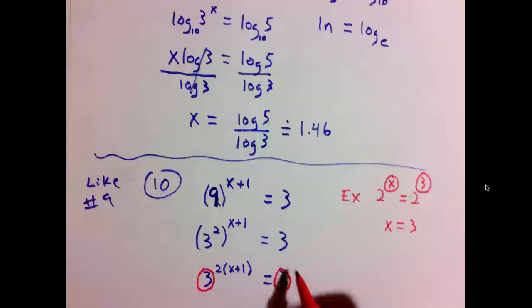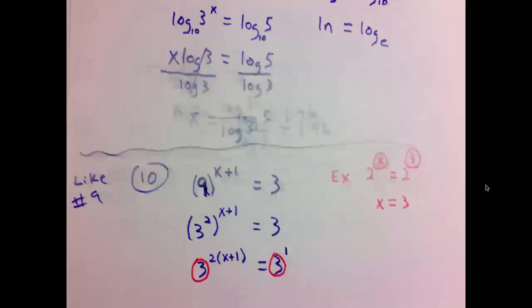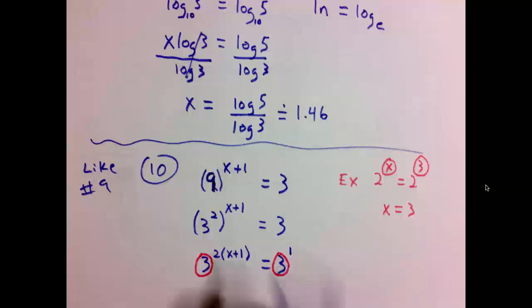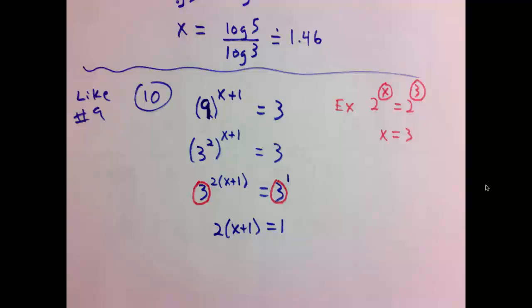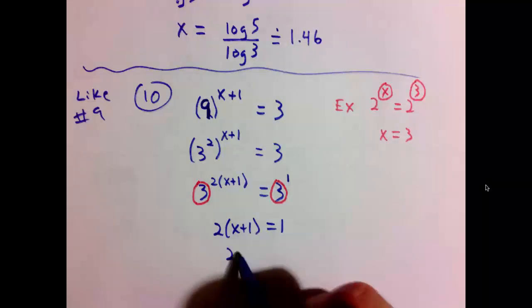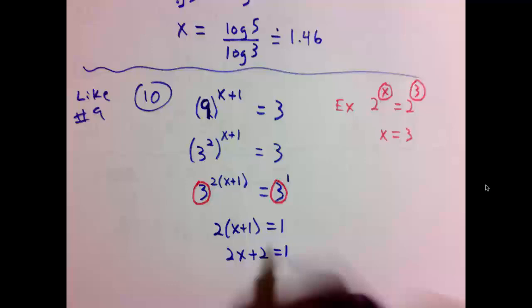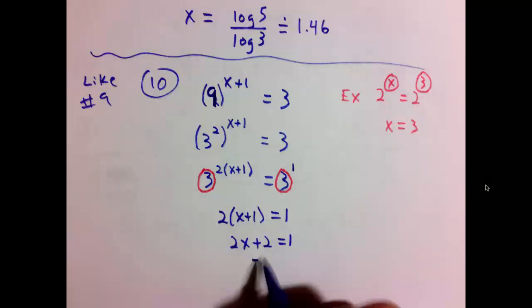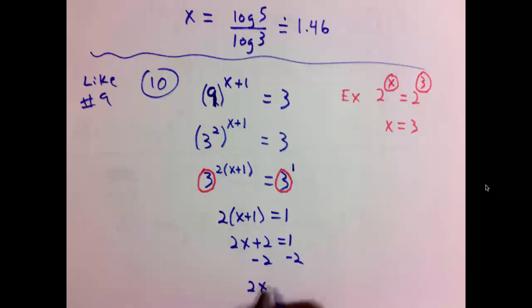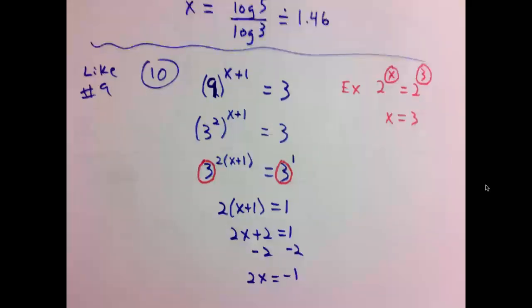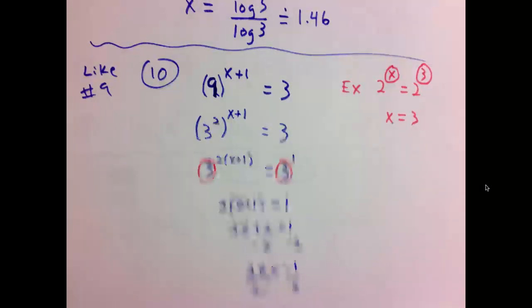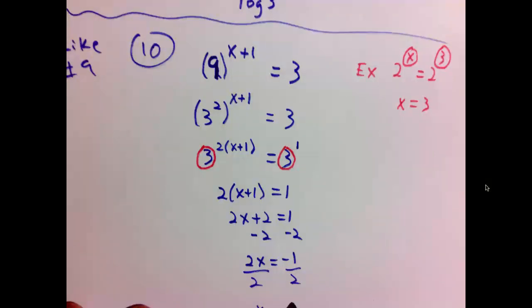Well, this one has an implied exponent of 1. To say 3 is the same as 3 to the first. Thus, this exponent must be equal to this one. This equation becomes 2 times x plus 1 is equal to 1. And this equation we can readily solve. Distributing my 2 gives 2x plus 2 is 1. Subtracting 2 from both sides gives 2x is minus 1. And dividing by 2 yields x is a negative 1/2.